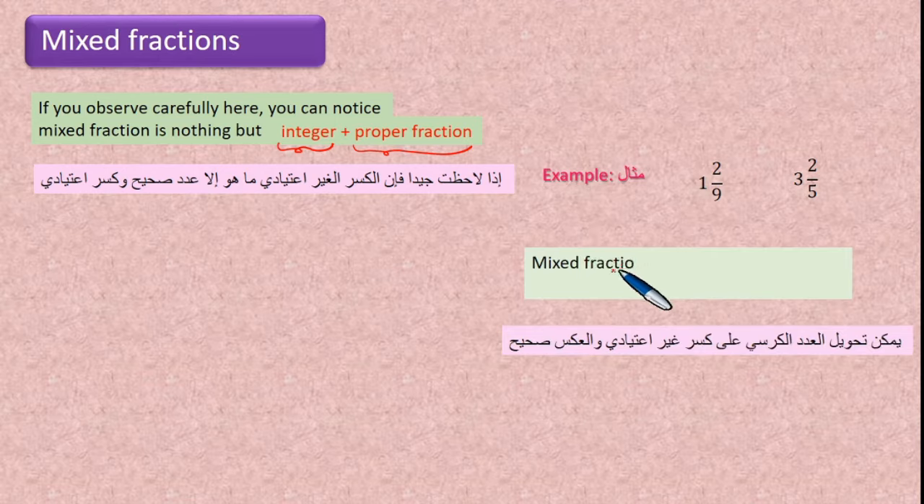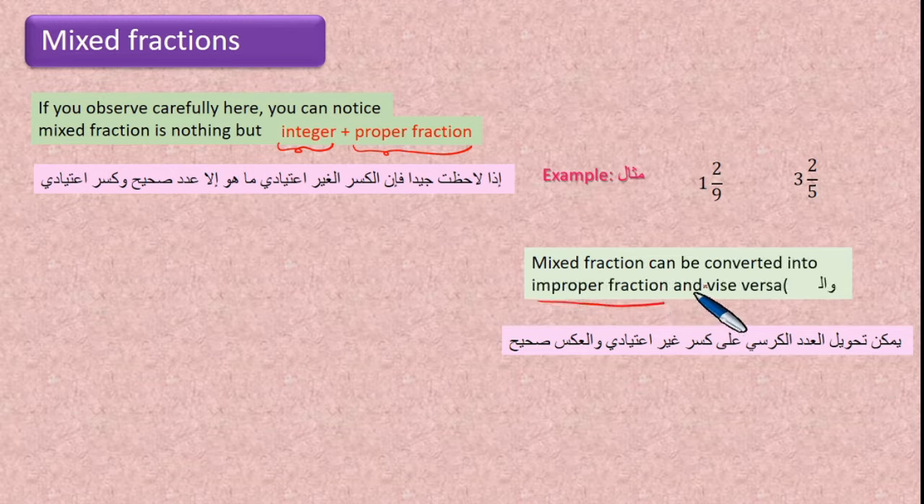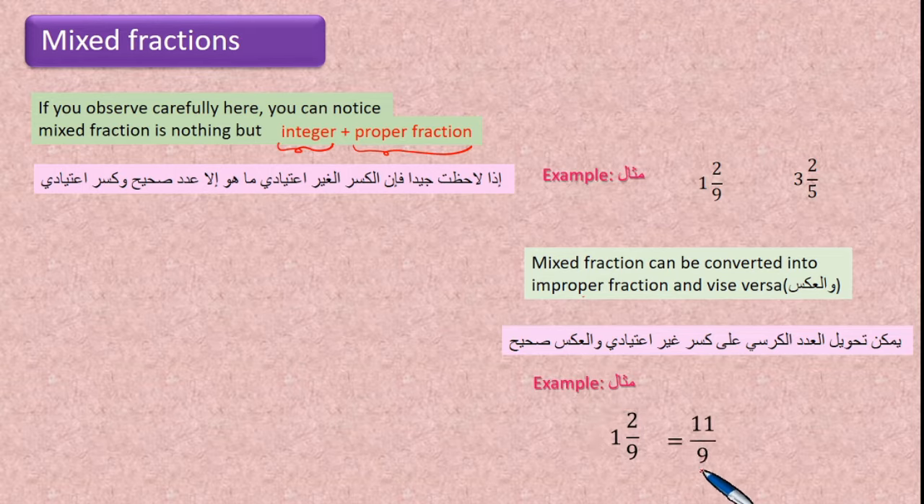About the mixed fraction, mixed fraction can be converted into improper fraction and vice versa, means you can convert improper fraction to mixed fraction. Both are possible. Conversion from mixed fraction to improper fraction and improper fraction to mixed fraction. For example, 1 and 2 over 9 is nothing but 11 over 9. One more example, 1 and 2 over 3 is equal to 5 over 3. This we understand with an example.